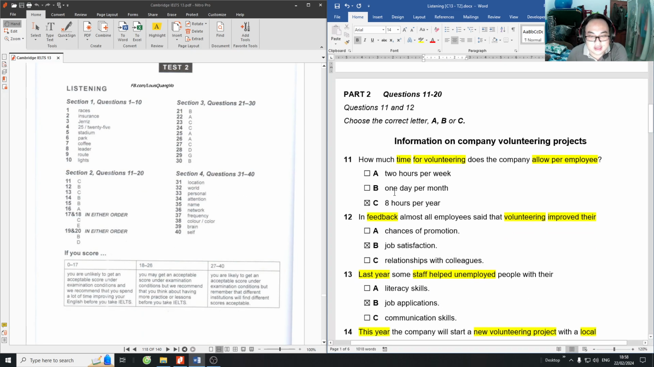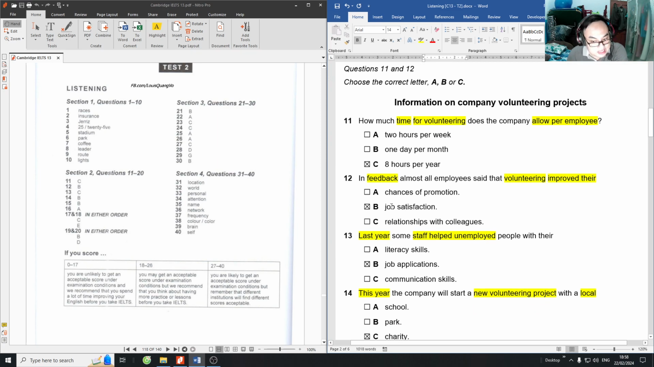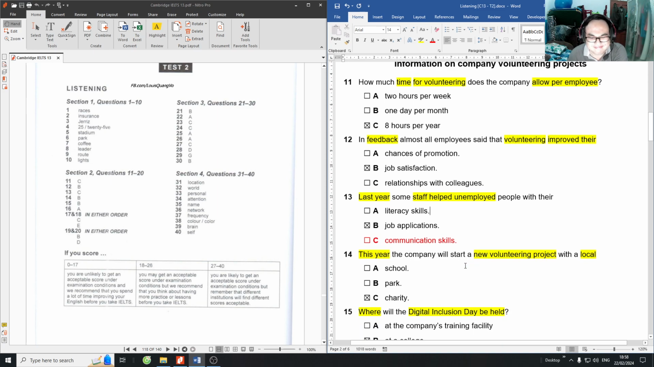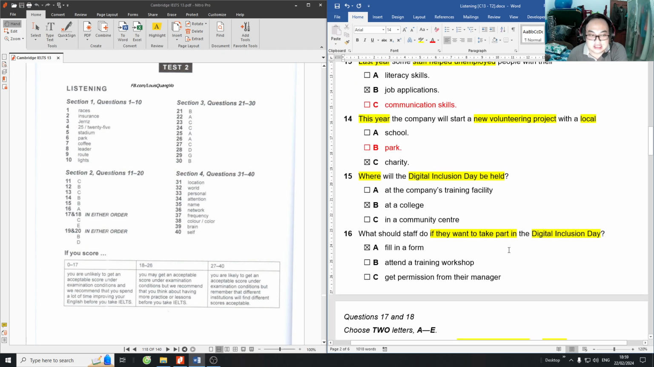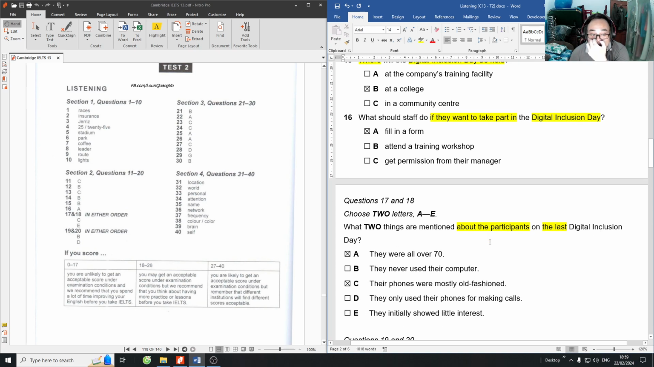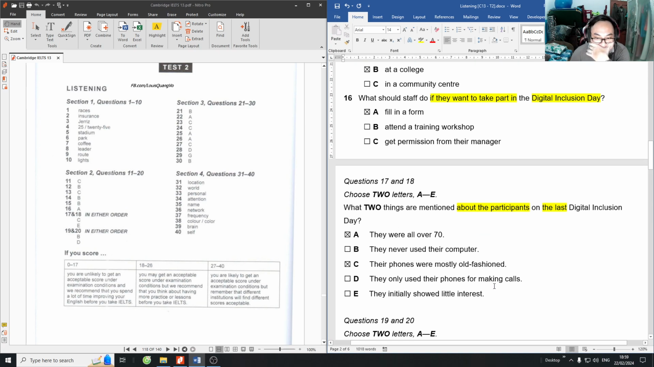All right, 11C, 12B, 13C. Okay, this should be the correct answer. This is the correct answer. Okay. 14B. Local park. Yeah, I did hear the words local park, but I don't think it's gonna be the answer, man. 16A. Yes. 17 C and E.